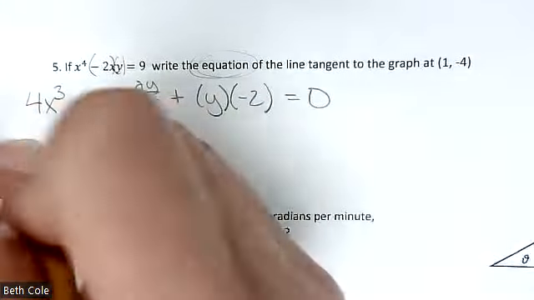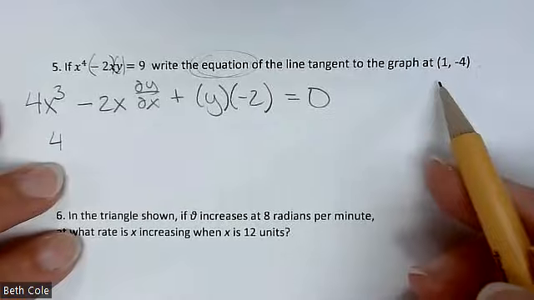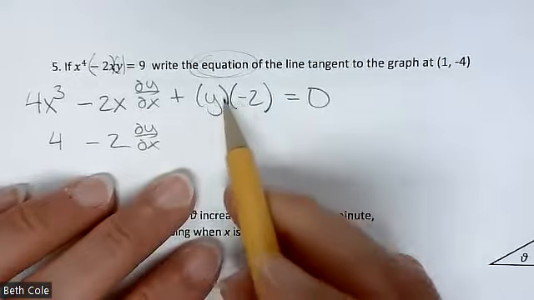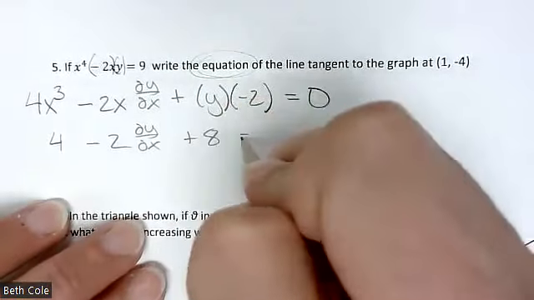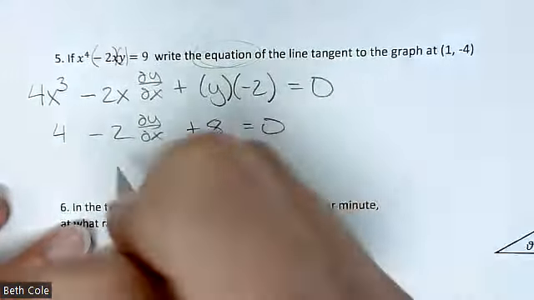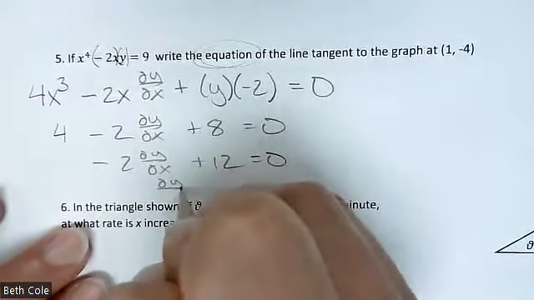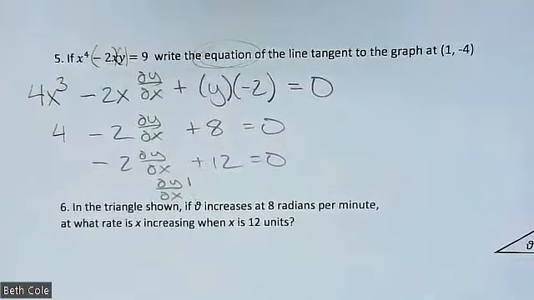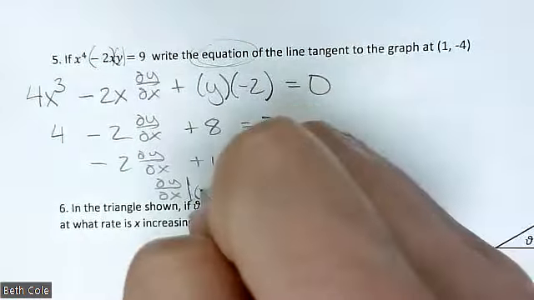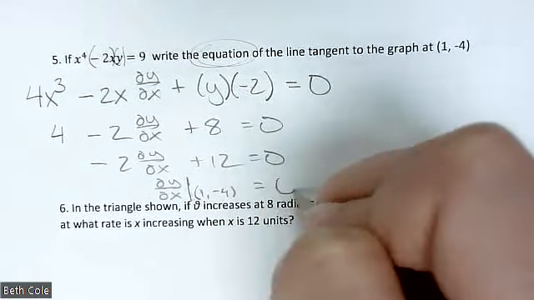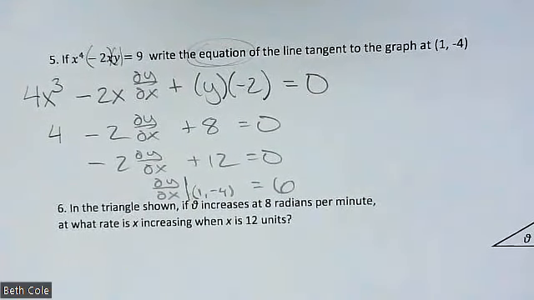So that would just give us 4 minus 2 dy/dx, again, x is 1, y is -4, so that would be +8 equals 0. 4 + 8 is 12. I ran out of space, but dy/dx at this point, (1, -4), you would subtract over the 12, that'd be -12 divided by -2. I got +6. Did I mess up my negatives? No, it should be +6.